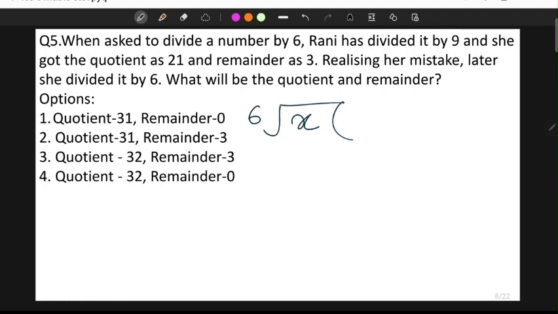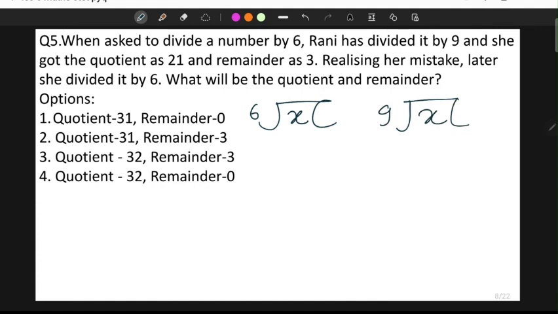Let us consider the number which Rani divided as x. Rani was asked to divide the number by 6, but she actually divided the number by 9. This is her mistake. After dividing the number by 9, she got the quotient equal to 21.